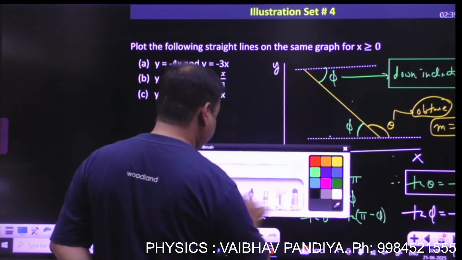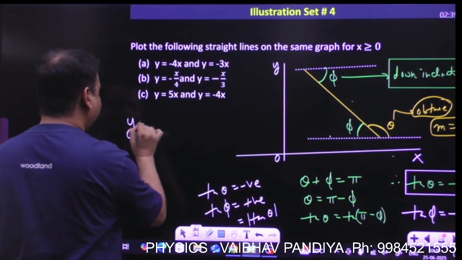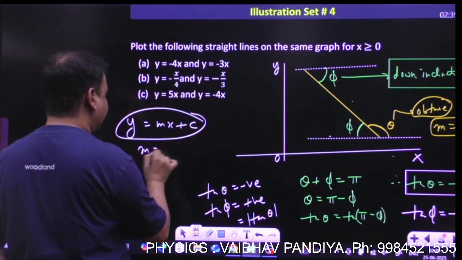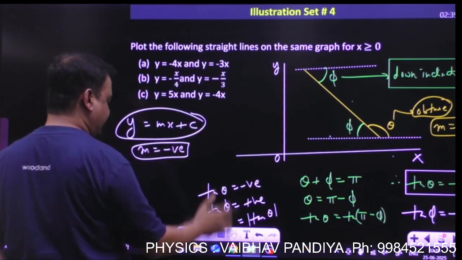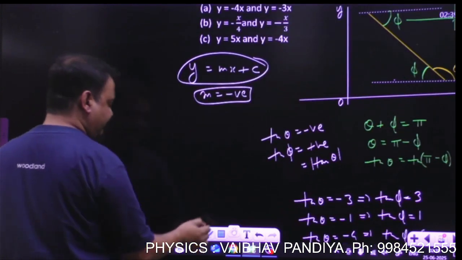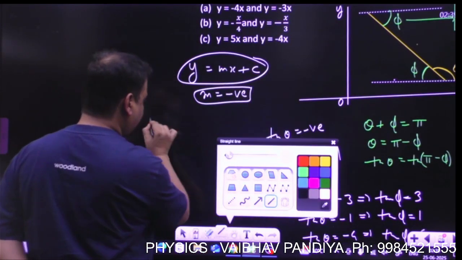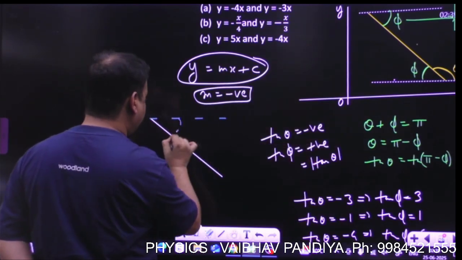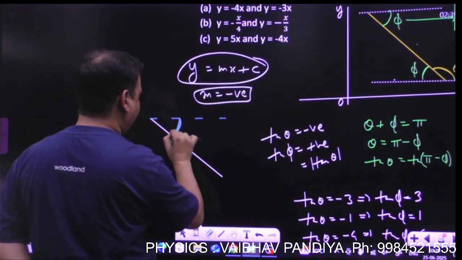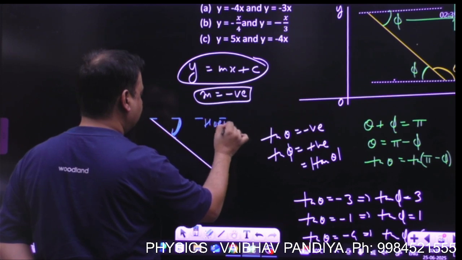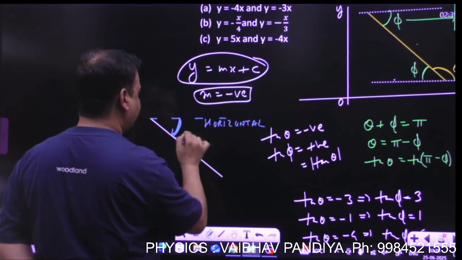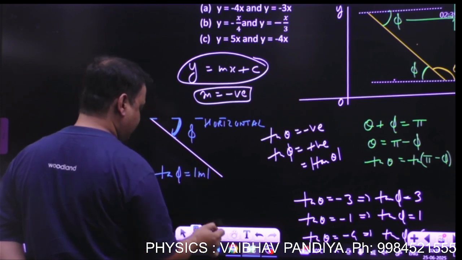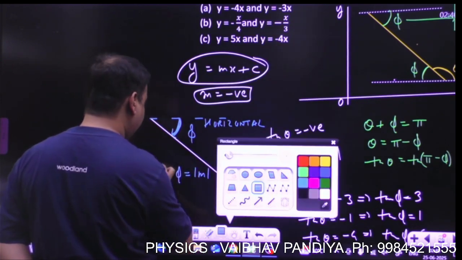Now the slope in the equation. Let's see the first thing we have to judge in the equation. If we have y is equal to mx plus c, got it? And m is negative. The line will go downward, and I am not concerned with this angle; I am making this angle, the downward inclination with the horizontal, as phi. So tan phi is coming to be what? Mod of m. Got it? Tan phi is coming to be modulus of m.